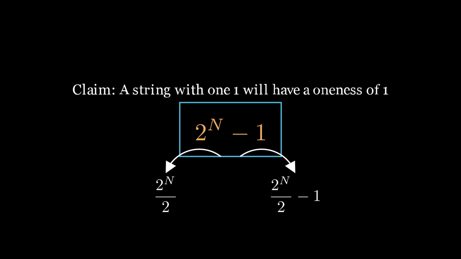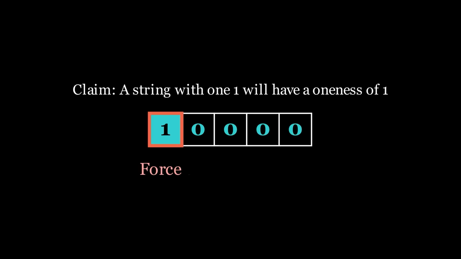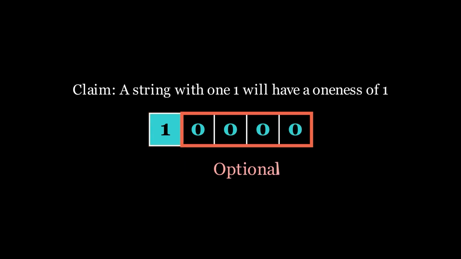We claim that a string with a 1, 1 has a oneness of 1. Let's look at this string on the screen. There's a 1, 1, and 4 zeros. What is the oneness of the string? There are 2 to the 4 subsequences with 1, because we have to include the index with 1, and we can choose to have or not have any of the zeros.